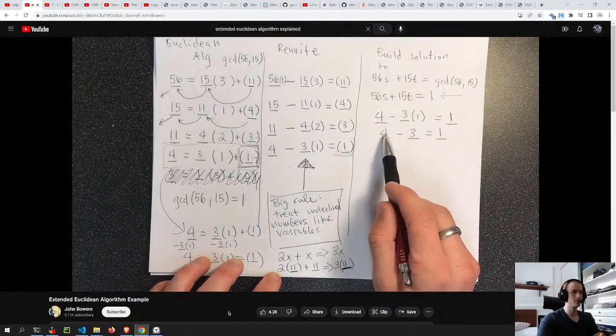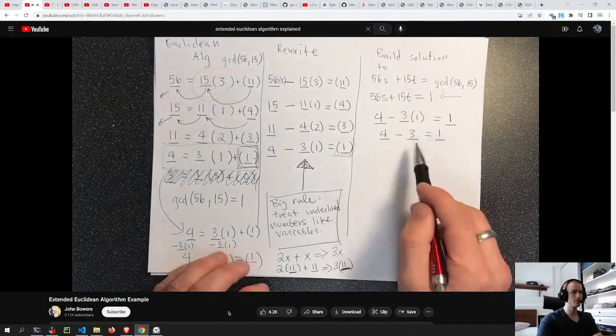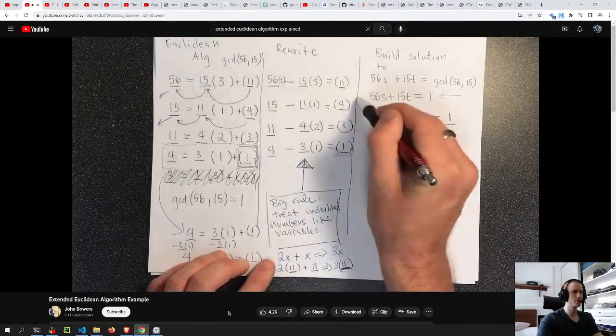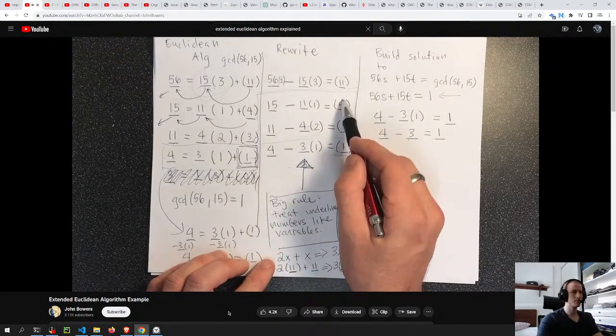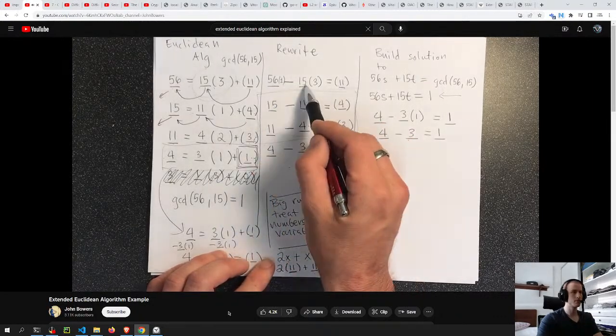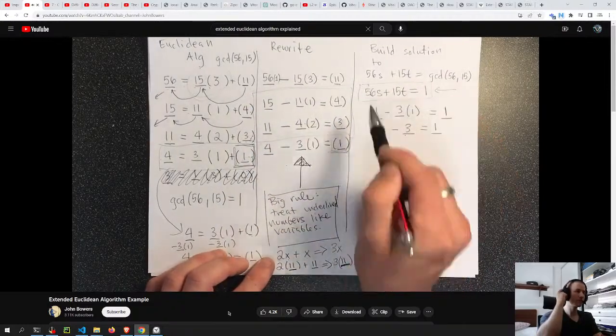Because otherwise, if I just said, okay, well, this is 4 and 3, I'll just go ahead and do subtraction. What do I get? I get 1 equals 1, which is not very helpful. The reason this is going to be helpful is notice that my underlined things, 4 and 3, I have equations for over here. And so I'm going to rewrite 3 in terms of 11's and 4's in a minute. And then I'm going to rewrite the 4's in terms of 15's and 11's. Then I'm going to rewrite the 11's in terms of 56's and 15's. And at the end, I'll have an equation with 1 on the right side and 56 times something and 15 times something on the left side, which exactly solves what I care about. So this is the trick.